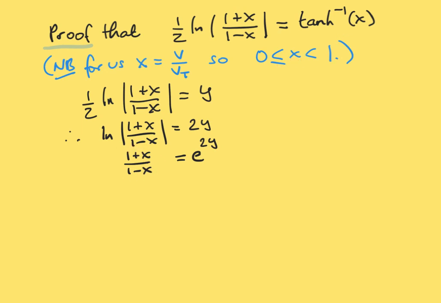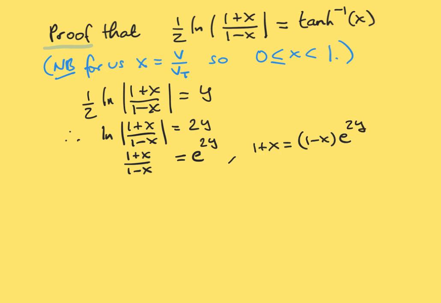Remember, x is positive, it's this ratio of the two speeds, and x is going to be at the most approaching 1, so this denominator is always going to be positive and the numerator will be positive. So this is what we get if we exponentiate both sides. So now we multiply both sides by 1 minus x. We have 1 plus x is (1 minus x) times e to the 2y.